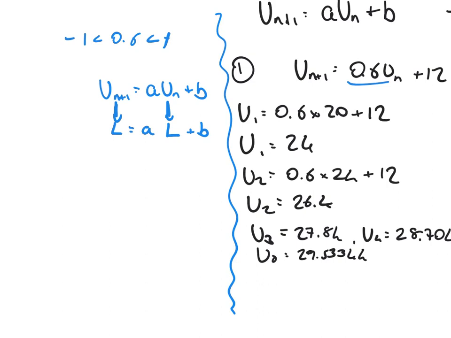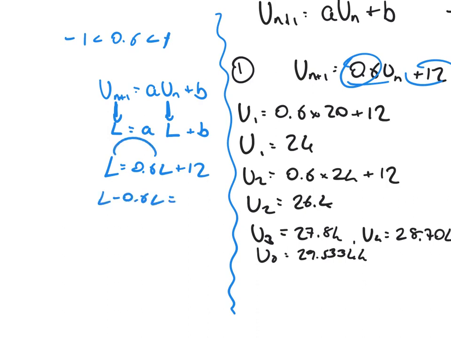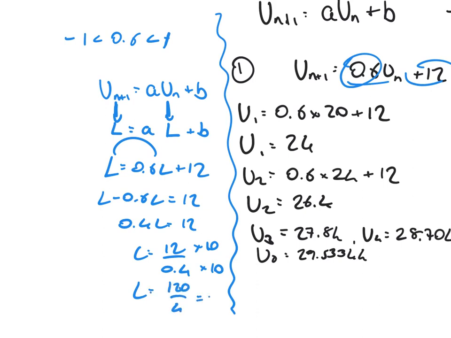Okay, so we know that a is equal to 0.6 and b is equal to 12, so that's L = 0.6L + 12. Bring that over: L minus 0.6L is equal to 12. 0.4L equals 12. L equals 12 over 0.4. We'd be looking to do that without a calculator. We can multiply top and bottom by 10. That will give me 120 over 4, and the limit is equal to 30.